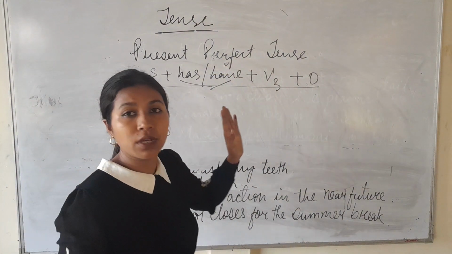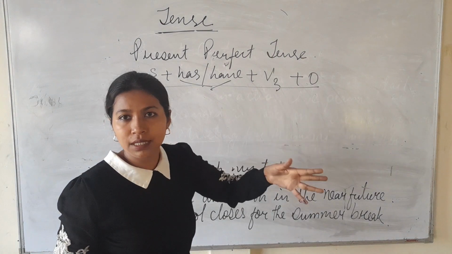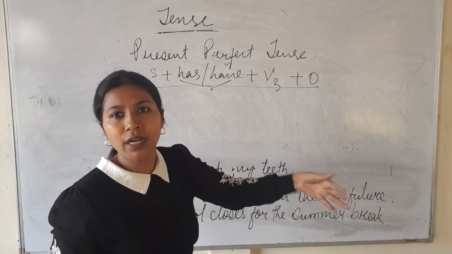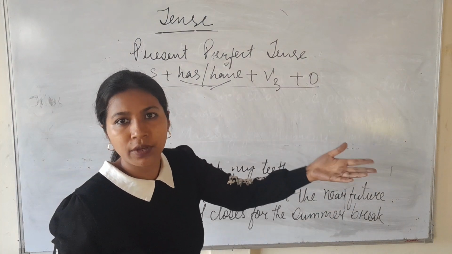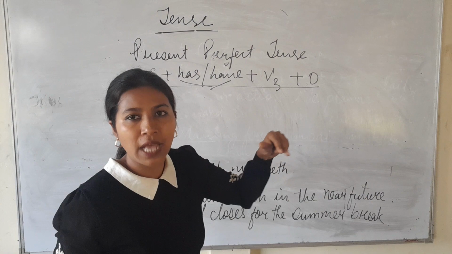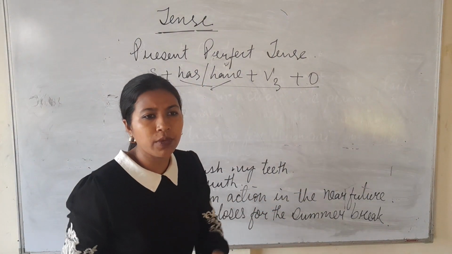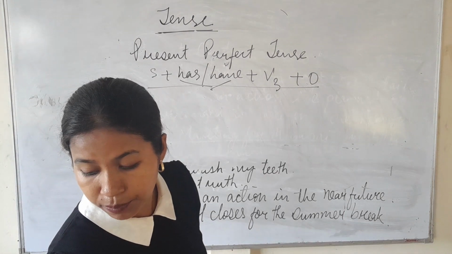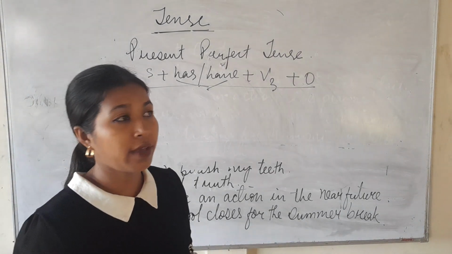What is third person singular? You all know: he, she, it. They is not singular, it's plural. So you will use have with they, and he, she, it are singular, so you will use has with them, and the other remaining will be with have. So we have present perfect tense, and you have to note it down.